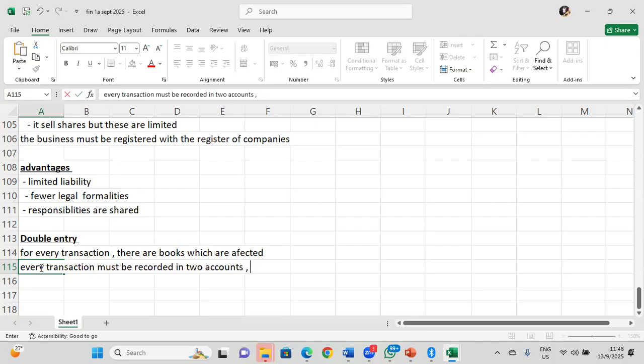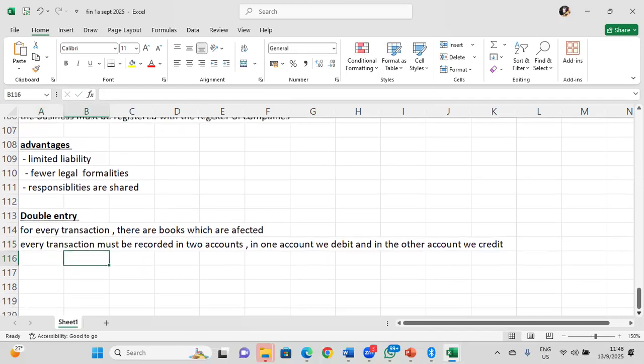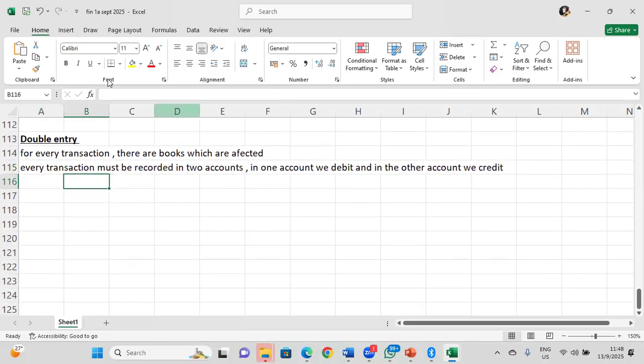In one account, we debit. And in the other account, we credit. So for every transaction, there are two books we should record. In one book, we debit. In the other, we credit.